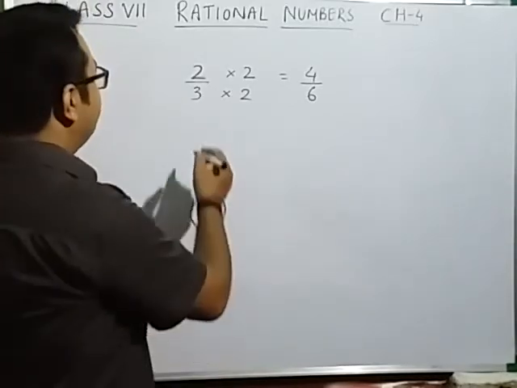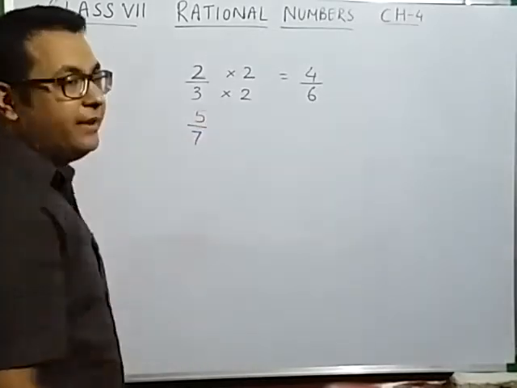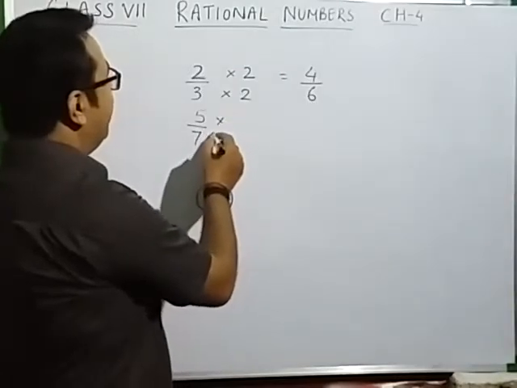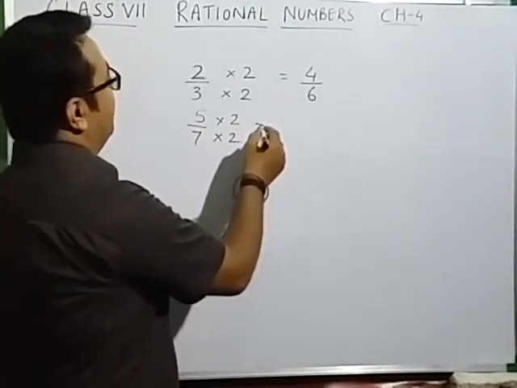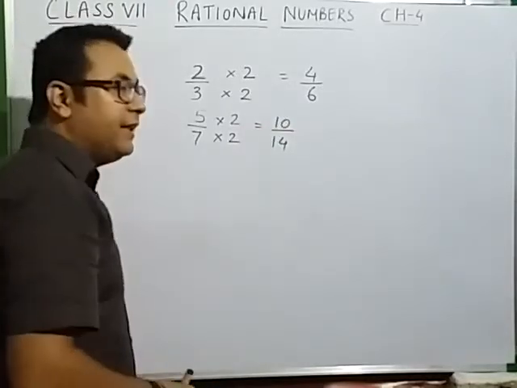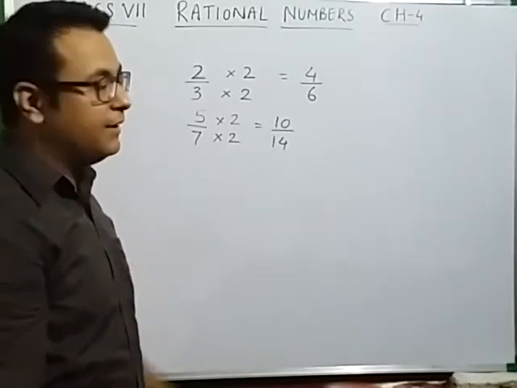Another example, if I want to write the equivalent rational number of 5 upon 7. Same thing, we multiply both the numerator and denominator with the same number. So we will get 10 upon 14. So I can say that 10 upon 14 is the equivalent rational number of 5 upon 7.